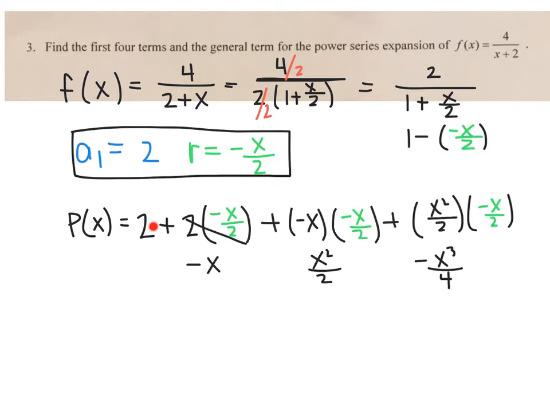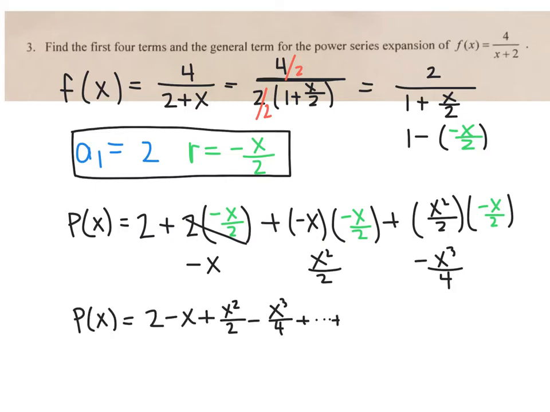Okay, a sub 1 is 2. Multiply my a sub 1 times my r, I get negative x. So now for my a sub 3, I have to take my previous term, which is the negative x, multiply it by my r. I get this. Now to find a sub 4, I take my previous term and I multiply it by my r, and I get this. So again, let me clean this up.